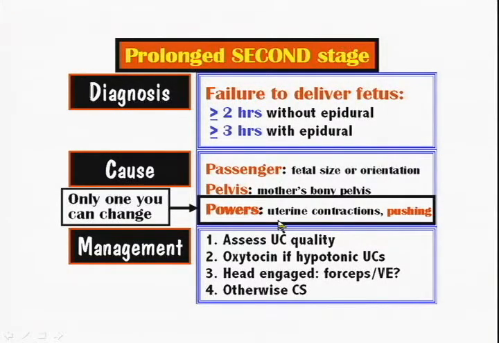Okay, second stage management. Assess the uterine contraction quality. If they are hypotonic, give oxytocin. If they're adequate, then you need to look at, is the head engaged? Is the head well down so you could use forceps or a vacuum extractor, do an operative vaginal delivery? If you can, great. If you can't, cesarean. You're basically stuck.